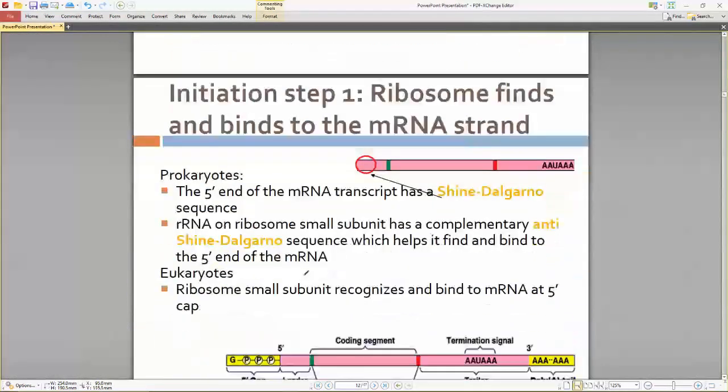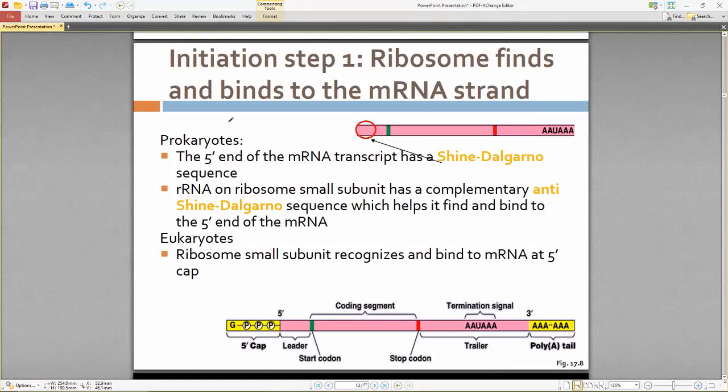So step one, the ribosome finds and binds to the mRNA strand. In prokaryotes, the 5' end of the mRNA transcript has a Shine-Dalgarno sequence, a specific sequence that the ribosome will look for and bind to. Ribosomes are ribonucleoproteins, which means they are proteins that have their own unique RNA sequence as part of their structure, important to their function. The ribosomal RNA on the small subunit has a complementary anti-Shine-Dalgarno sequence, which helps it find and bind to this 5' end of the mRNA transcript in prokaryotes.